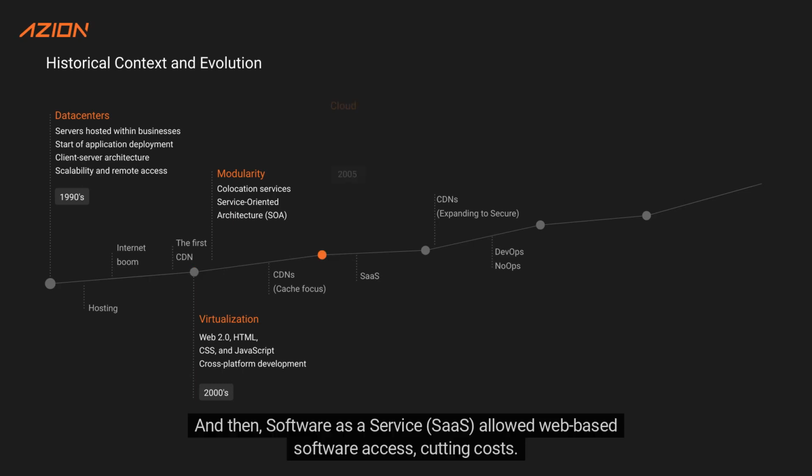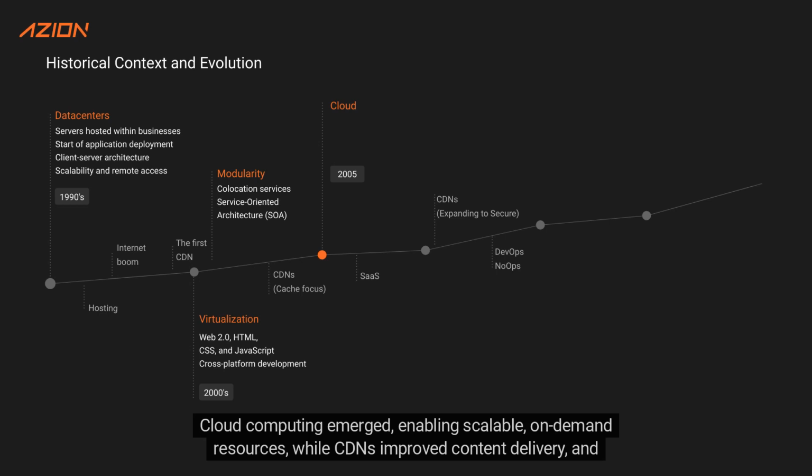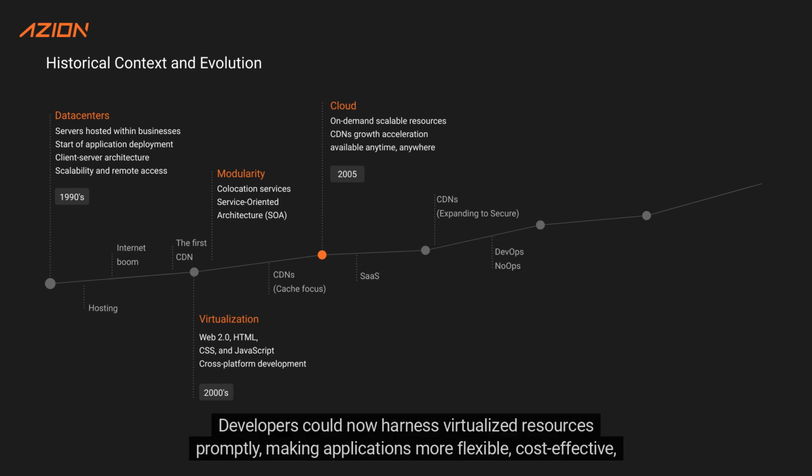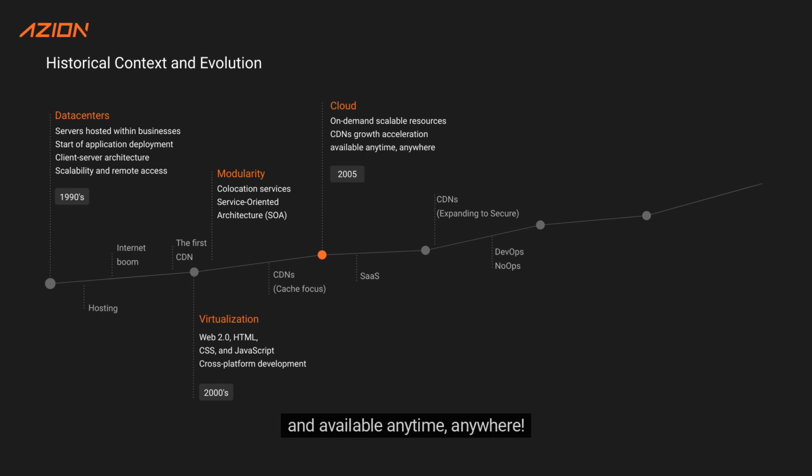And then, software as a service, SaaS, allowed web-based software access, cutting costs. Cloud computing emerged, enabling scalable, on-demand resources, while CDN improved content delivery, and some now famous players led the charge. Developers could now harness virtualized resources promptly, making applications more flexible, cost-effective, and available anytime, anywhere.